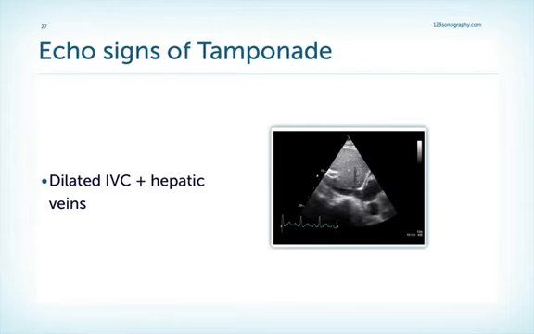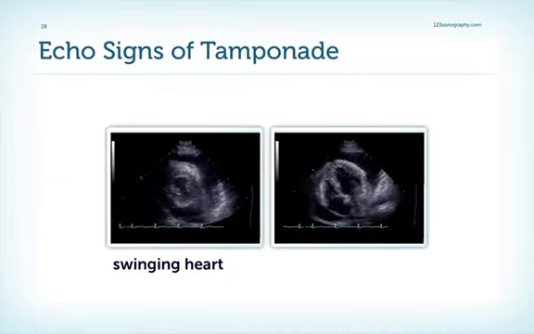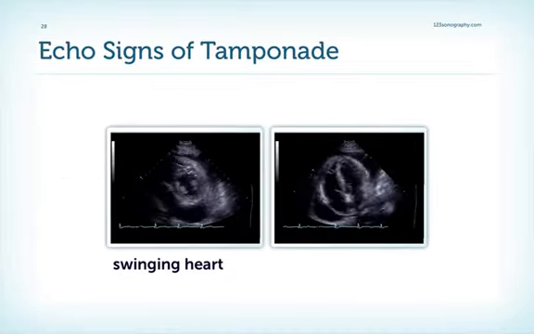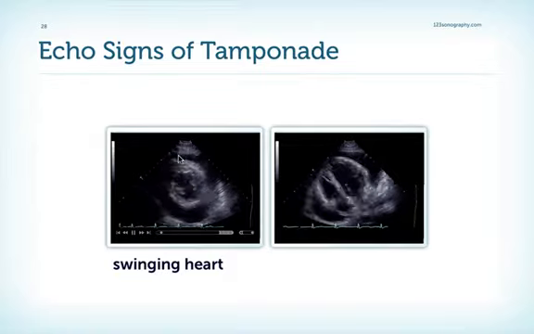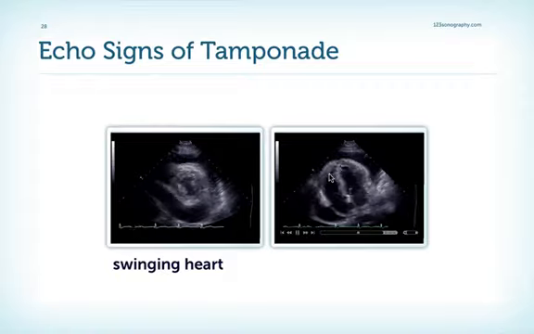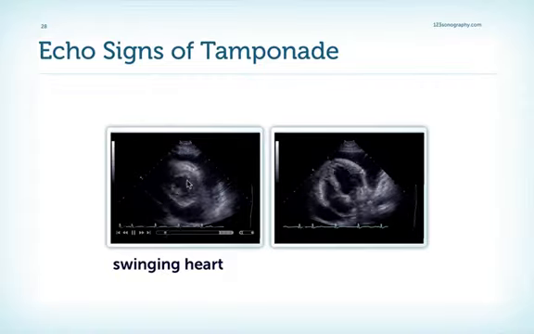Always look at the inferior vena cava if you're assessing patients with pericardial effusion. In the setting of tamponade, you will find a dilated inferior vena cava which shows less or sometimes even no respiratory fluctuations. As already mentioned, the size of the pericardial effusion also plays a role. Here's an example of a very large pericardial effusion which shows a swinging heart motion.